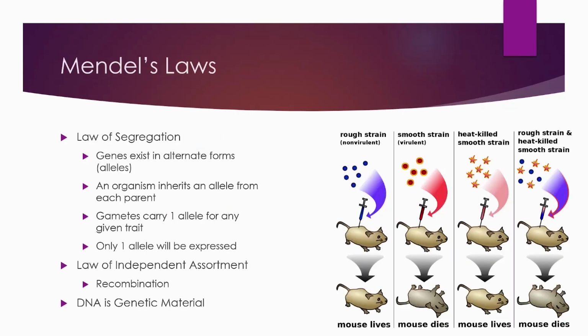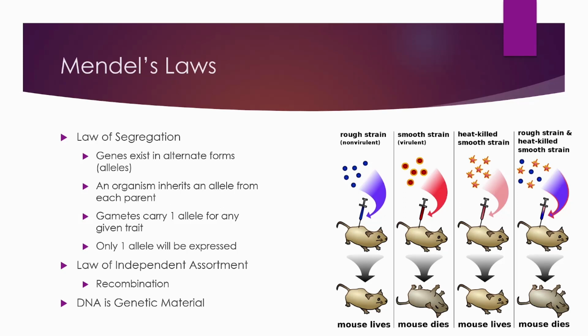Moving on, let's talk about Mendel's laws. Mendel's law of segregation is his first law, and it has four basic tenets. It states that genes exist in alternate forms called alleles. Any organism has two alleles for each gene, and each one is inherited from each parent.